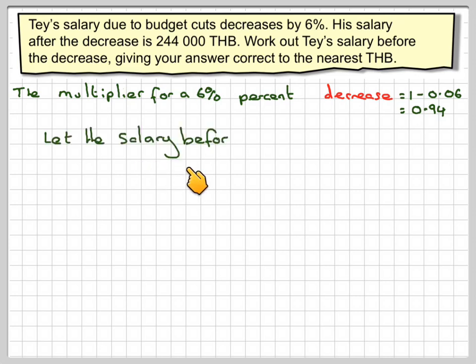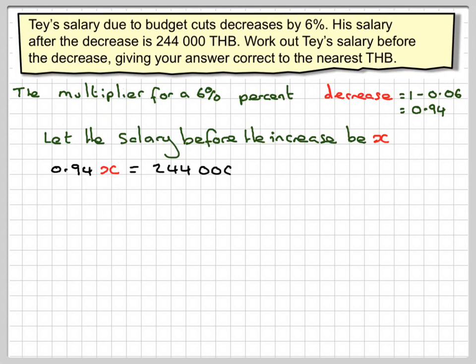If you let the salary before the decrease be X, then 0.94 times X, because that X gets decreased by 6%, will be equal to his present salary, which is 244,000 baht. So this is a reverse percentage problem.